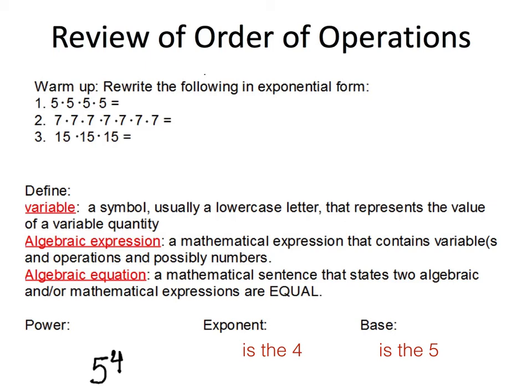Remember that a variable is a symbol, usually a lowercase letter, that represents the value of a variable quantity. An algebraic expression will contain variables, or one variable, with operations and possibly numbers. An algebraic equation differs because now you should have an equal sign involved. It is stating you have two algebraic or mathematical expressions equal to one another.